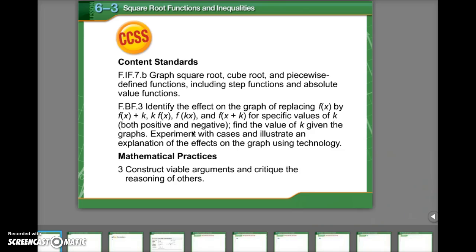And the mathematical practice that we're going to be focusing on in this lesson is constructing a viable argument and critiquing the reasoning of others. So we're going to look at problems and just see, like, are other people doing this correctly? Am I doing this correctly? What am I doing correct? What am I not doing correct? How can I improve the type of process that I'm working on to solve these problems?